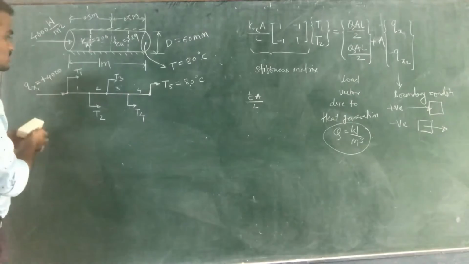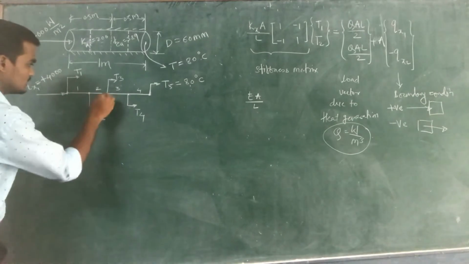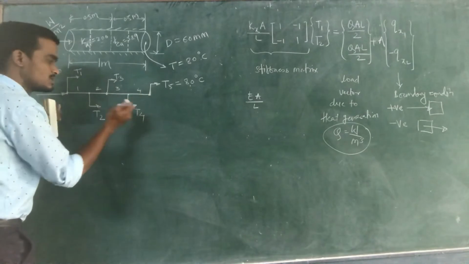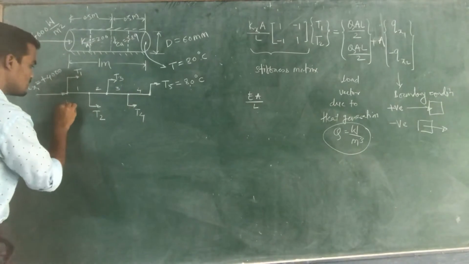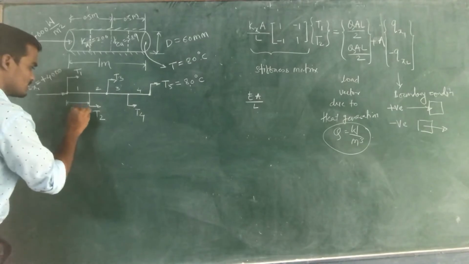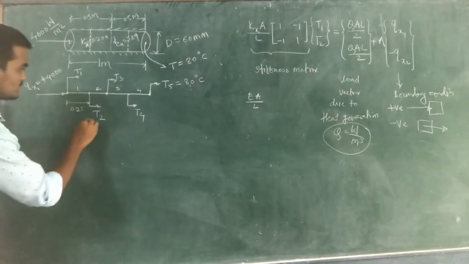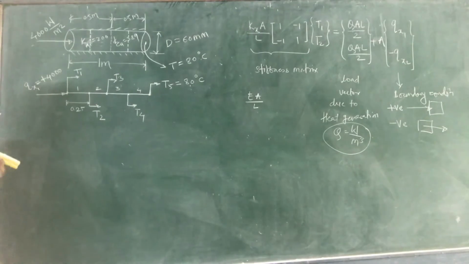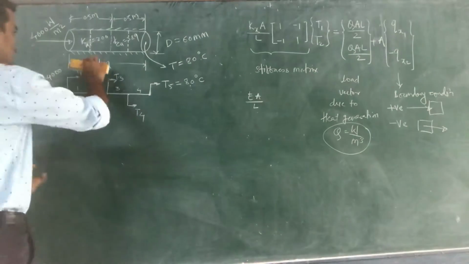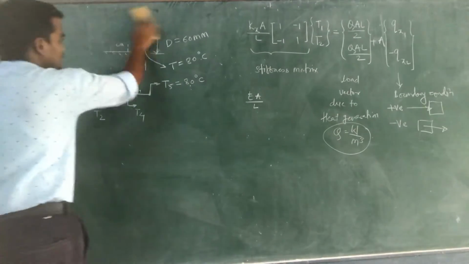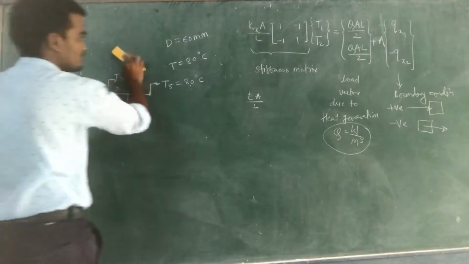From this, the total length is 1 meter. Now we have converted this into 4 elements, so each element will become of length equal to 0.25. So this is your free body diagram for this problem.